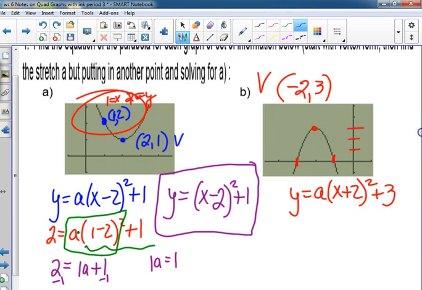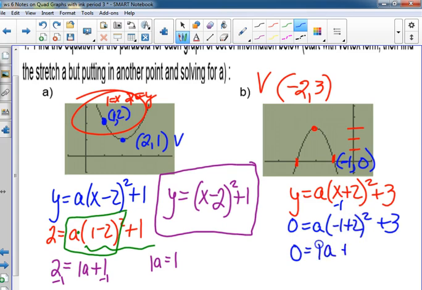All right, now you could pick any other point on the parabola. Do you want to use negative 1, 0 or negative 3, 0? Negative 1, 0? Okay, totally doesn't matter. If we use negative 1, 0, where's the negative 1 going? For the x, right? And the 0 is going in for the y. So we have 0 equals a times negative 1 plus 2 squared plus 3. So we have 0 equals negative 1 plus 2 is 1, squared is 1. So that's 1a plus 3.